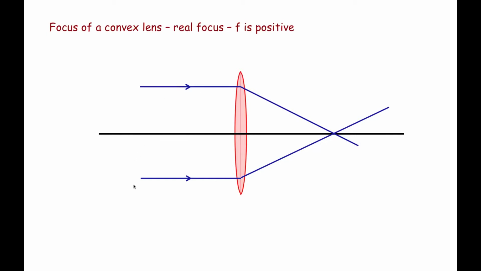And therefore two rays that come in parallel will form a real focus on the far side of the lens, a real focus. So those are going to be our two principal rays. A ray that comes in parallel to the normal will refract through the focus, and a ray that comes through the focus will refract parallel to the axis.